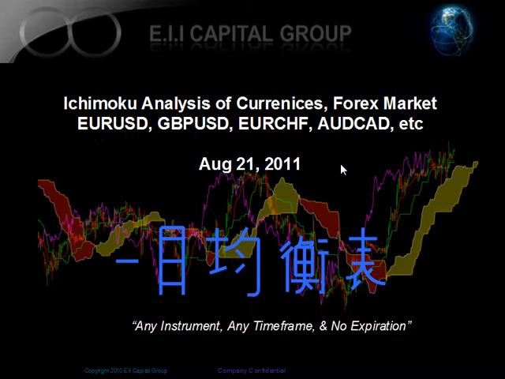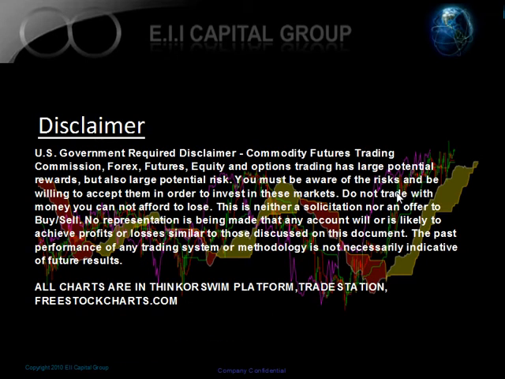It's our weekly Ichimoku analysis for the currency market, where we cover everything from dollar-denominated currencies to yen and so forth.